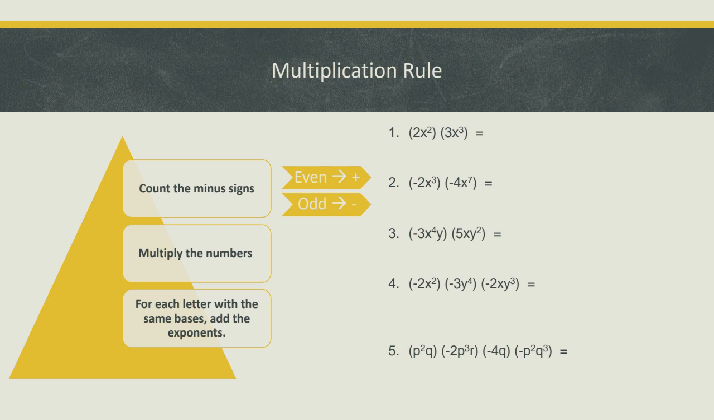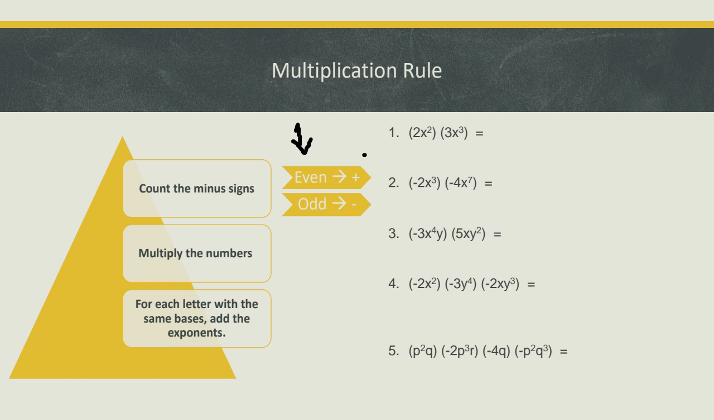So we want to count how many minus signs we have. If I have an even amount of minus signs, so 2, 4, 6, 8, 10, then my overall result will be positive. If I have an odd number of negatives, then my overall sign will be negative. So we're going to count how many minus signs we have, then multiply our numbers, and then for every letter that has the same base, we're going to add the exponents. So we're tying all of these rules together.